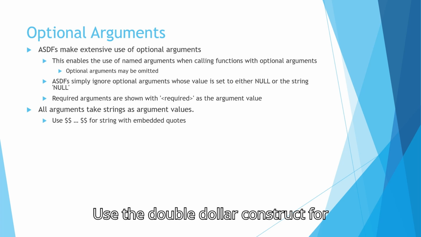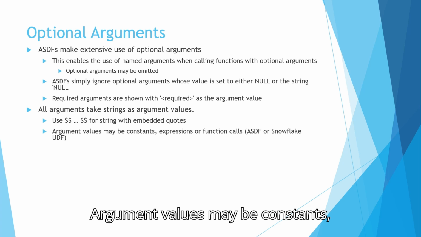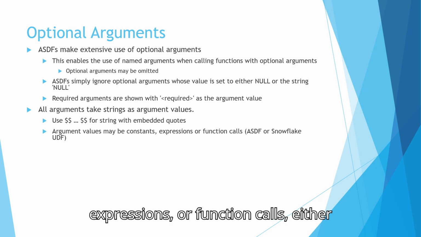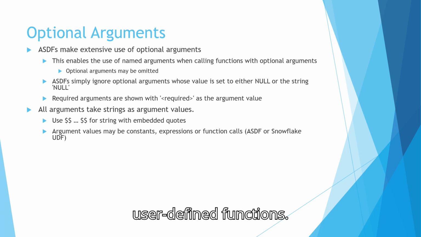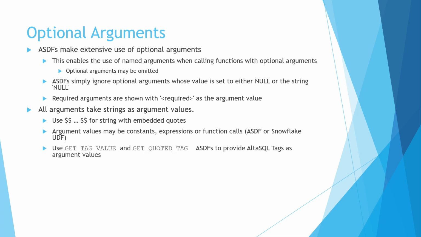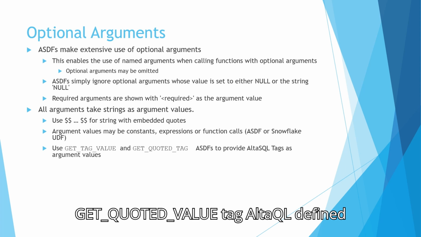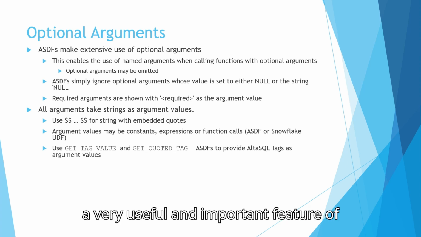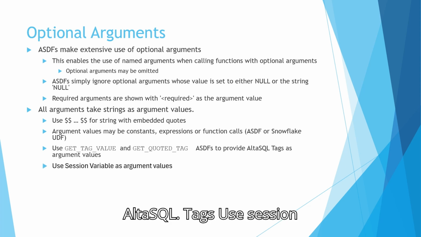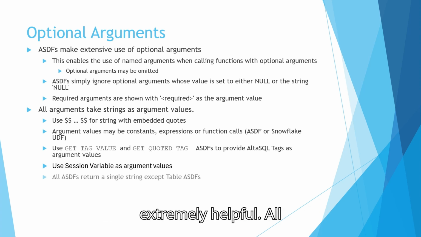Use the double dollar construct for strings with embedded quotes. Argument values may be constants, expressions, or function calls, either AltaSQL-defined functions or Snowflake user-defined functions. Use the getTagValue and getQuotedValue tag AltaSQL-defined functions to provide AltaSQL tags as argument values. This is a very useful and important feature of AltaSQL. Using session variables as argument values is also extremely helpful.